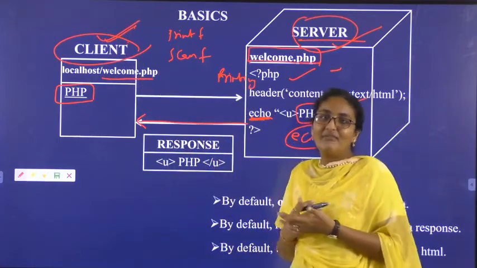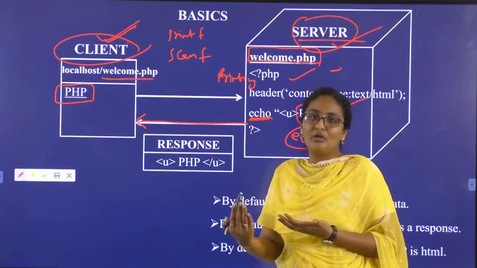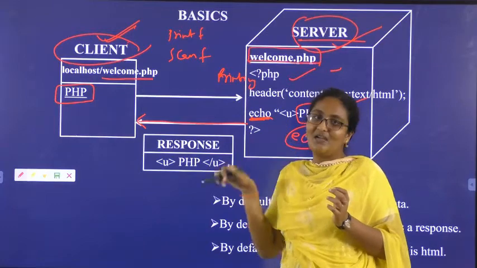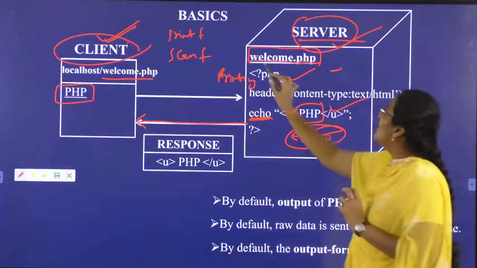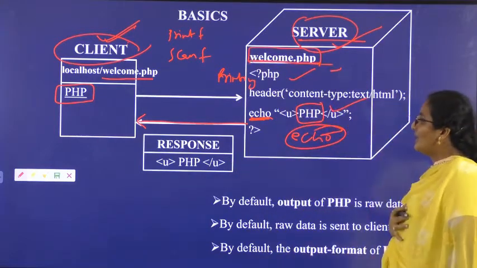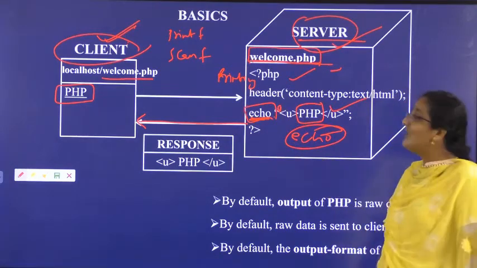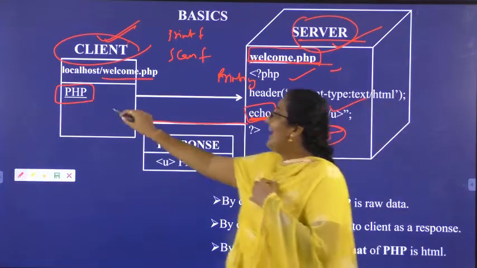So some people have written code for Amazon and Flipkart also. If that code is executed without errors, then only the Amazon website will display for us. Same way, welcome.php is my program. I have used the echo word and double quotations to print the output. The output is displayed on the client machine.